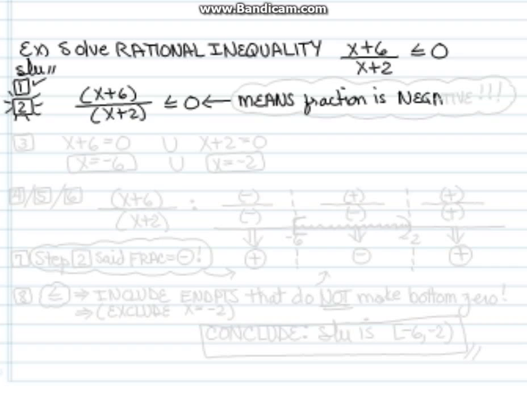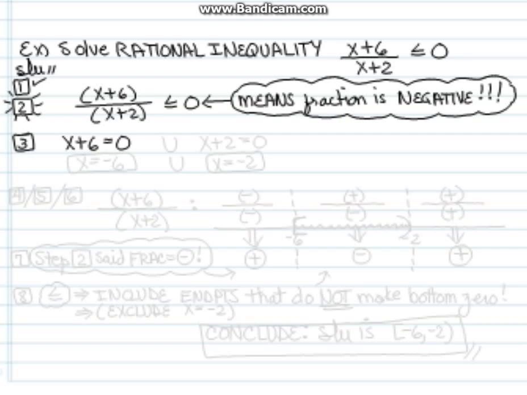What does it mean to be less than or equal to 0? Well, basically it means that the fraction that we have here is going to be negative, and we need to remember that. Let's go to step 3, where we take the factors on the top and each of the factors on the bottom, set them equal to 0, and solve for the numbers. These are x values we'll be using to partition a number line.